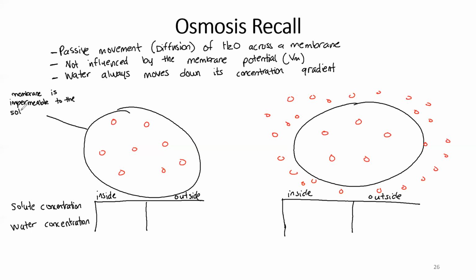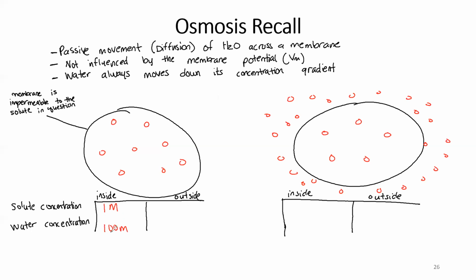So the membrane is impermeable to the solutes in question. And so let's look at our relative concentrations down here. Inside the cell, we have 1 mole of particles dissolved. Outside the cell, we have a concentration of water of 100 mole.